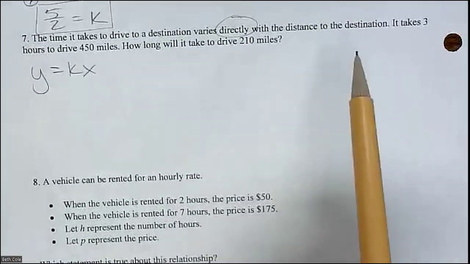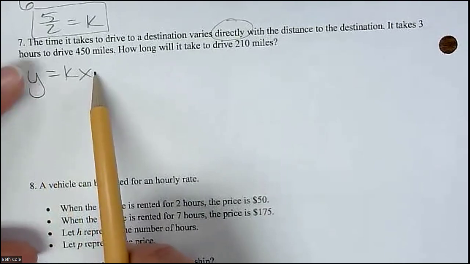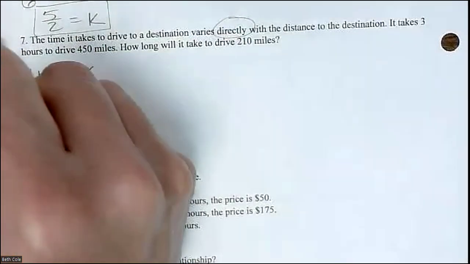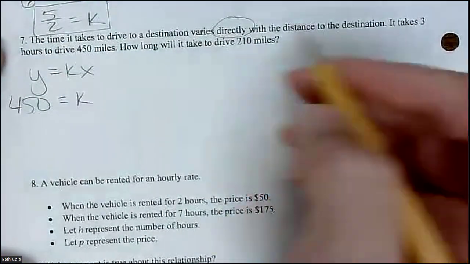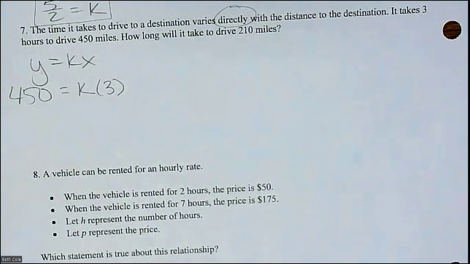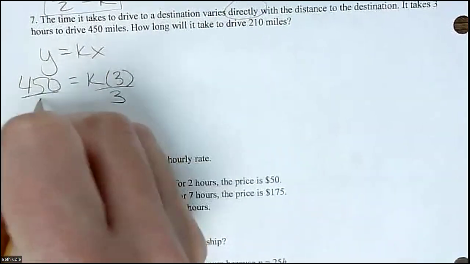And again, you need to be consistent this time. I'm going to let Y be the distance and X be the time. So it says 450 miles. I'm going to have 450 be my distance. And it takes 3 hours. So what would you do to both sides to solve? We're going to divide by 3.